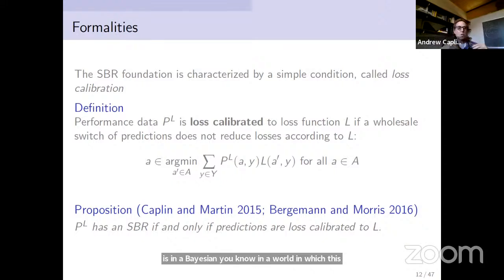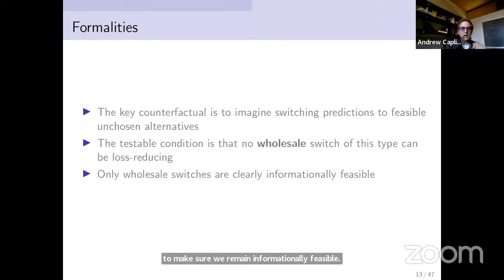they, quote, knew the posterior, they knew they were picking A. Whenever they picked A, they could have said to themselves, let me pick an alternative. I don't know of any more sophisticated strategy they could have picked based on some deeper knowledge they have that's not revealed to me. So we've got to stick with wholesale switches if we want to make sure we remain informationally feasible. And that's the nature of the result. It's familiar, anyway.